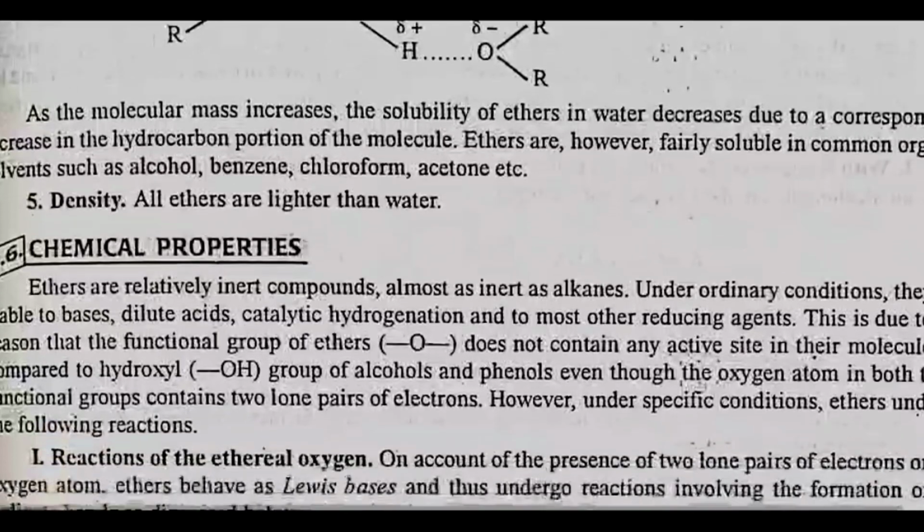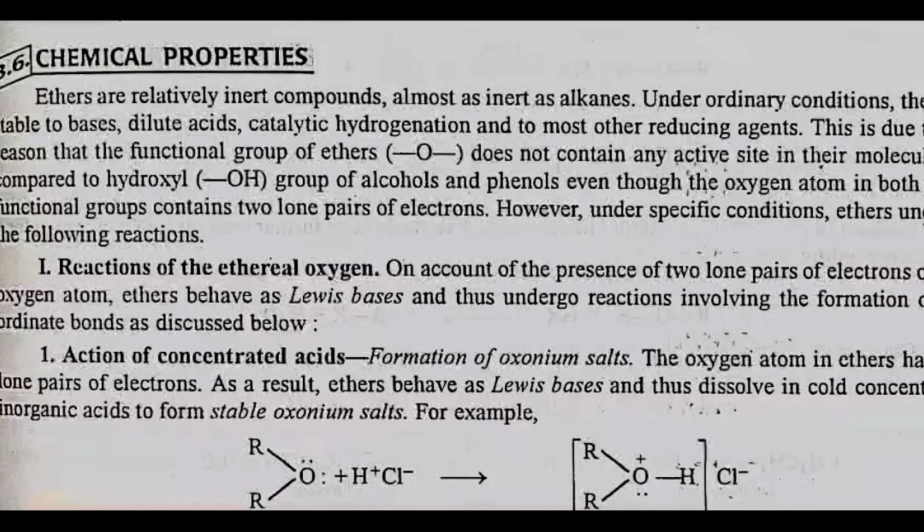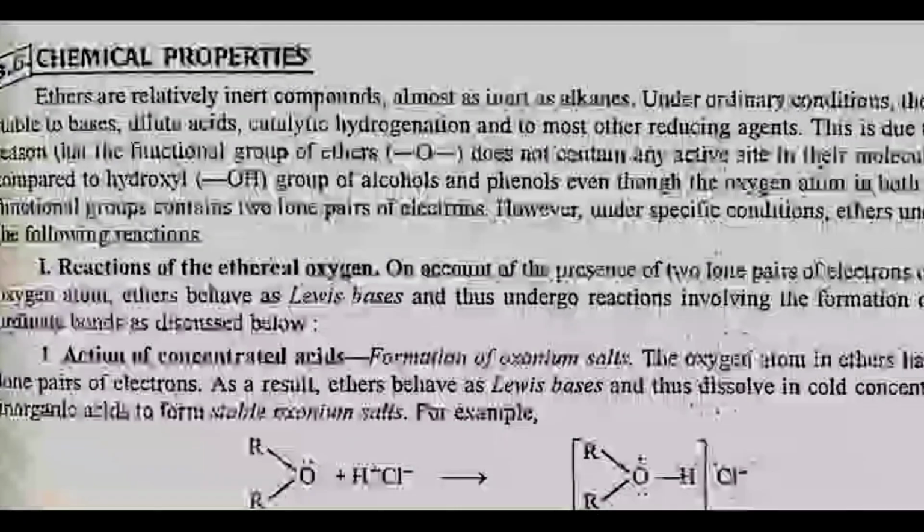3.6 Chemical properties. Ethers are relatively inert compounds, almost as inert as alkenes. Under ordinary conditions, they are stable to bases, dilute acids, catalytic hydrogenation, and to most other reducing agents. This is because the functional group of ethers does not contain any active site in their molecule, as compared to the hydroxyl group of alcohols and phenols, even though the oxygen atom in both these functional groups contains two lone pairs of electrons.